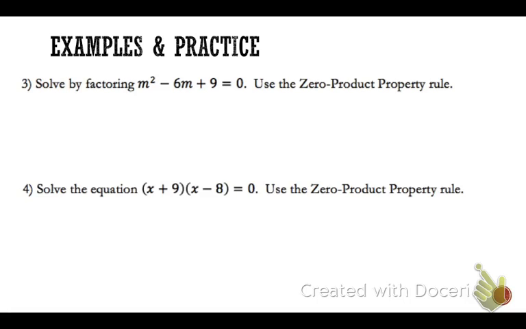So again, no greatest common factor. We have 3 terms, so we'll look to see if we can do factor by grouping. Our A value is 1, our B value is negative 6, and our C value is 9. So my workspace, two numbers that multiply to give me 1 times 9, that's A times C, and combine to give me negative 6.